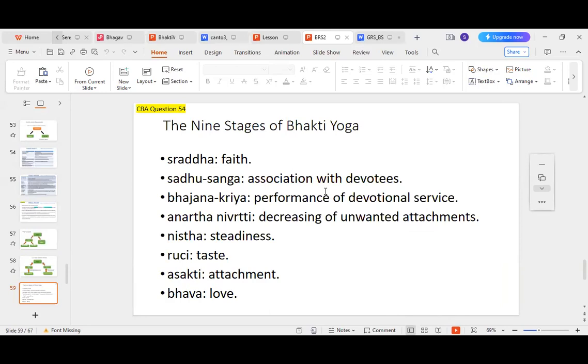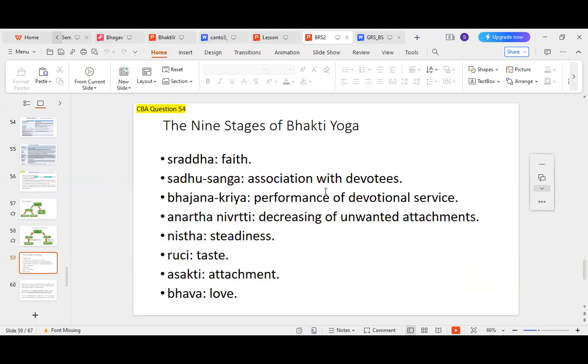And then the last portion is all about the stages, the Bhakti ladder. Shraddha, Sadhusanga, Bhajana Kriya, Anartha Nivritti, Nishtha, Ruchi, Asakti, Bhava, and Prema. So this is just one question. It will just ask how you understand the nine stages. We just have to mention them.